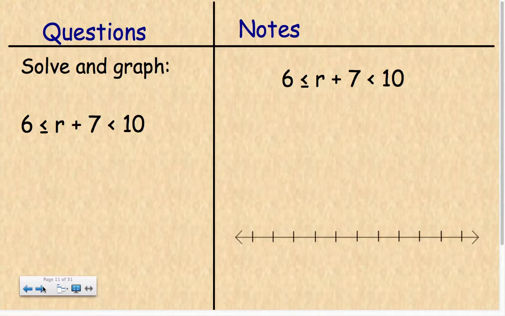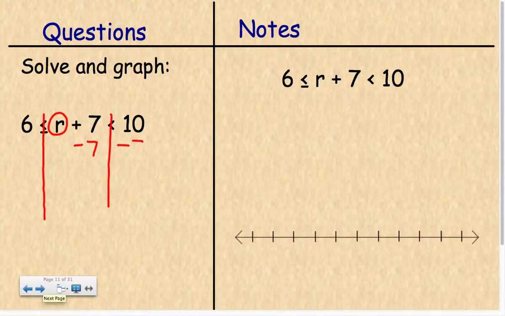We're still going to start solving it the way we would as if there were only one inequality instead of two. I'm going to draw double train tracks. And then I'm trying to get r all by itself. So the way I do that is by subtracting 7. But instead of just doing it twice, I'm going to do it over here on the left also. So 7 and negative 7 make 0, so I'm left with r here. 6 minus 7 is negative 1. 10 minus 7 is 3.